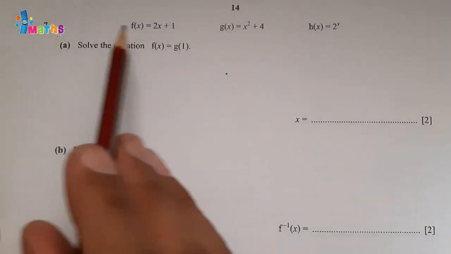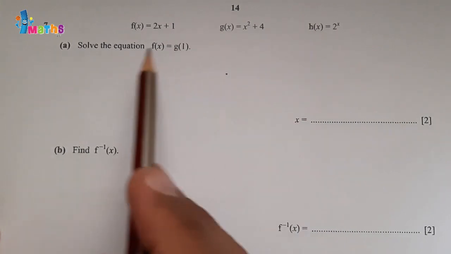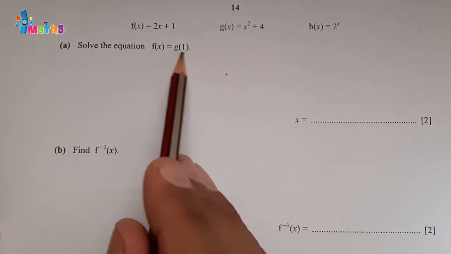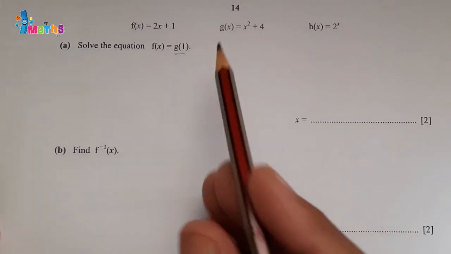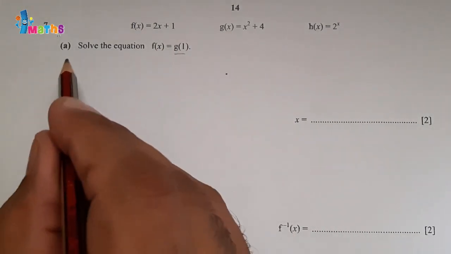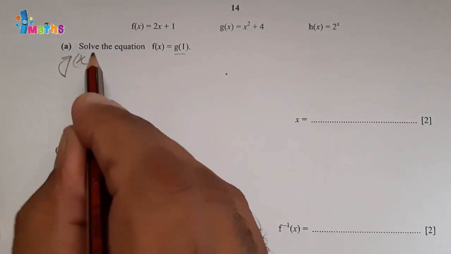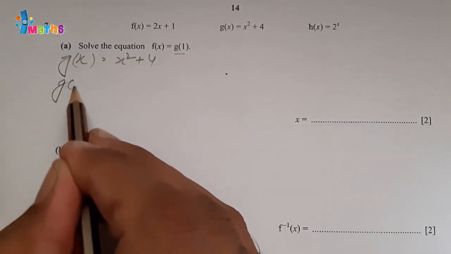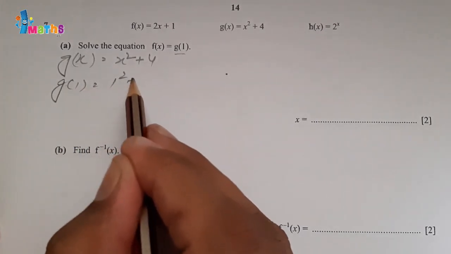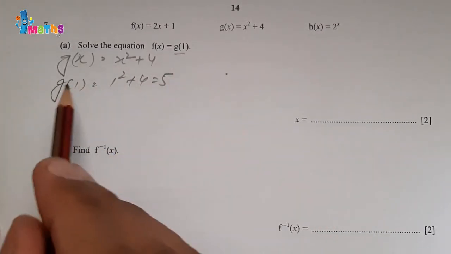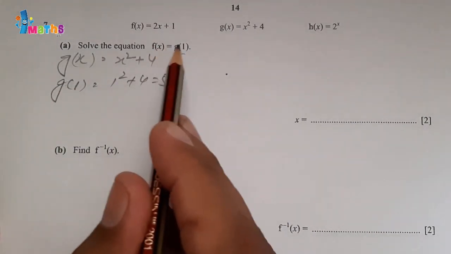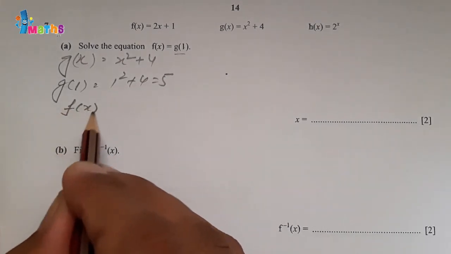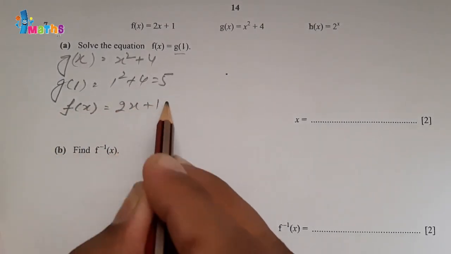Question number 7, f of x is given, g of x and h of x are also given. Solve the equation f of x is equal to g of 1. So we will find g of 1 first. So we will replace x with 1 in this. g of x is equal to x squared plus 4. We will find g of 1, which is equal to 1 squared plus 4, which is equal to 5. So g of 1 is equal to 5, we will replace here, f of x is equal to 5, so f of x, which is equal to 2x plus 1, is equal to 5.